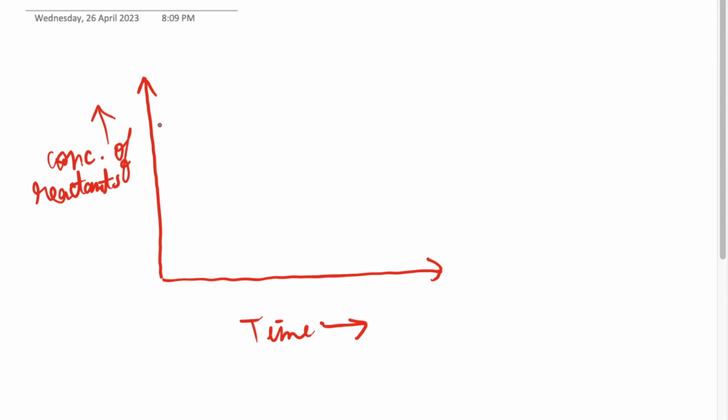As time continues, the concentration of reactant is decreasing as the reactants are changing into product, as we have already seen. So the graph will be like this. With respect to time, the concentration of reactants keeps on decreasing.